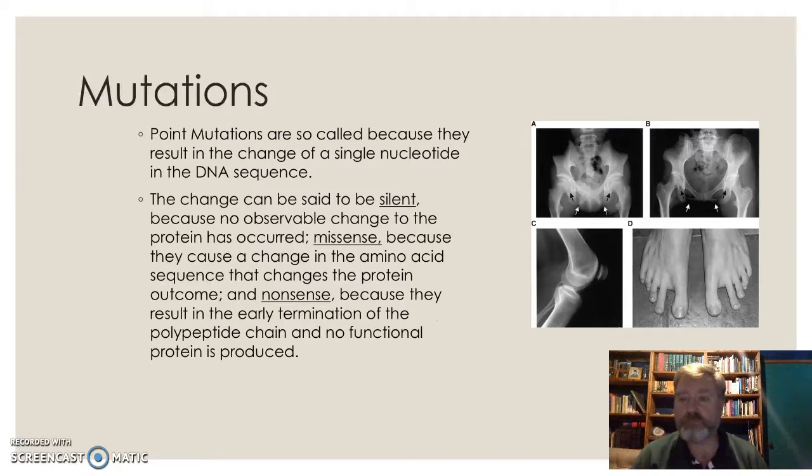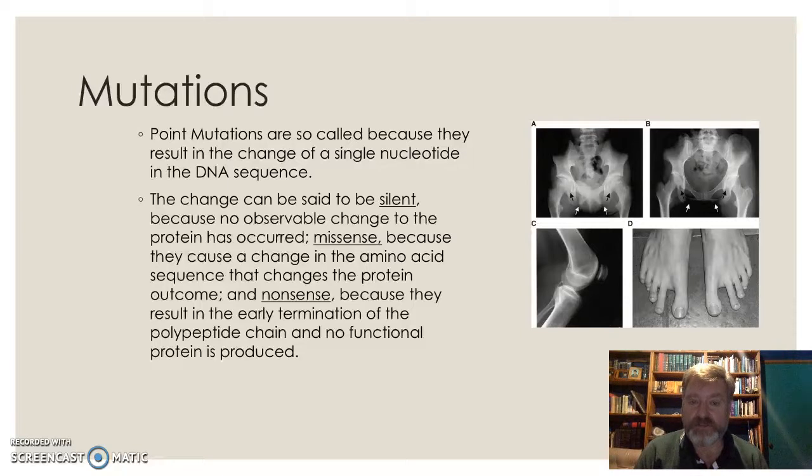So we talk about point mutations. And there's some point mutations in humans here, the hip dysplasia and knee joints and toes. So it can be a silent mutation. There's point mutations. A mutation is a change at one nucleotide position. And they can be silent, so it doesn't change the amino acid produced. So it doesn't change the protein. And you have heaps of those in your body.